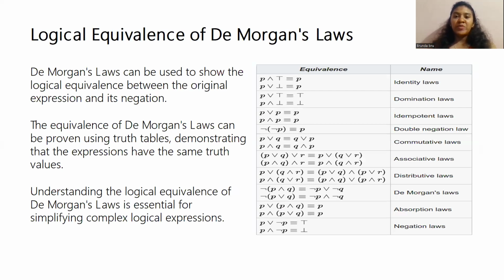Logical equivalence of De Morgan's law. De Morgan's law can be used to show the logical equivalence between the original expression and its negation. The equivalence of De Morgan's law can be proven using truth tables, demonstrating that the expressions have the same truth values. Understanding the logical equivalence of De Morgan's law is essential for simplifying complex logical expressions.